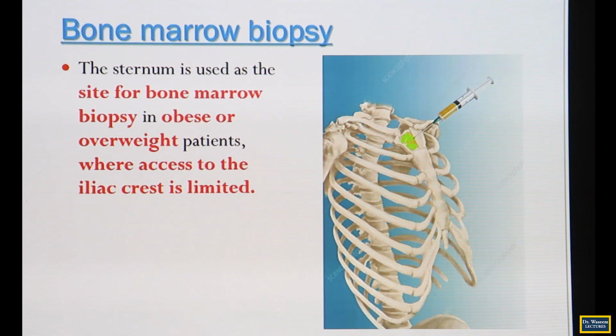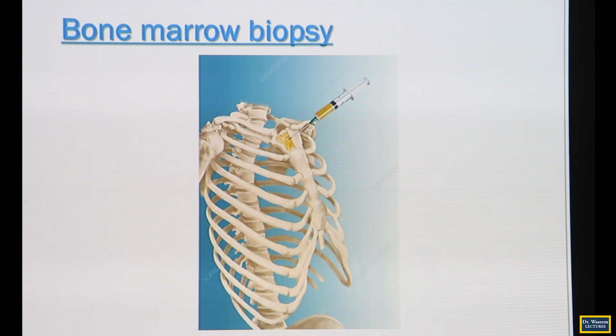But in an obese or overweight person, when the iliac crest cannot be palpated and cannot be accessed easily, the sternum is very easy, and you can extract the marrow from the manubrium sterni. We are seeing here that bone marrow biopsy is needed in many diseases.